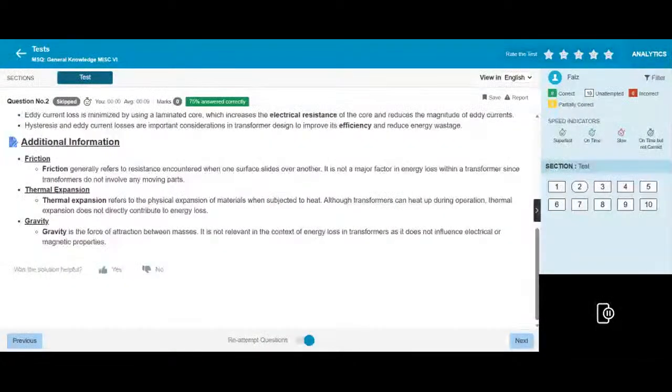Additionally, friction, when one surface slides over another, is not a major factor in energy loss within a transformer since the transformer does not involve any moving parts. Thermal expansion refers to the physical expansion of materials when subjected to heat. The transformer can heat up during operation, but thermal expansion does not directly contribute to energy loss. Gravity is the force of attraction between masses. It is not relevant in the context of energy loss in a transformer.